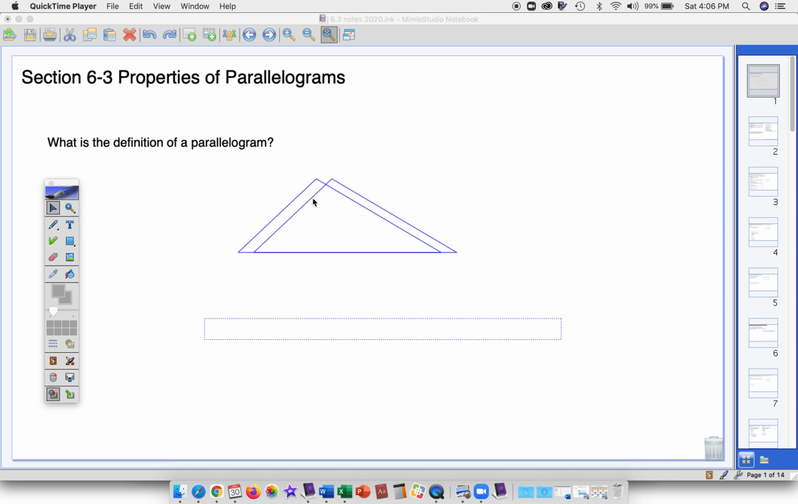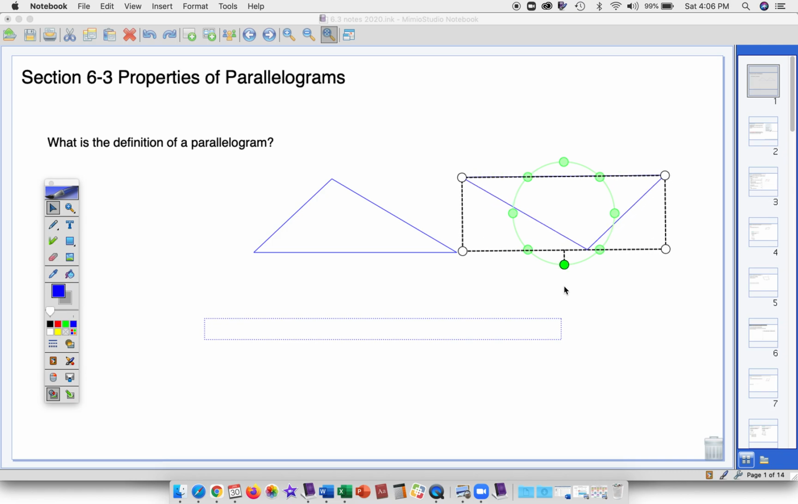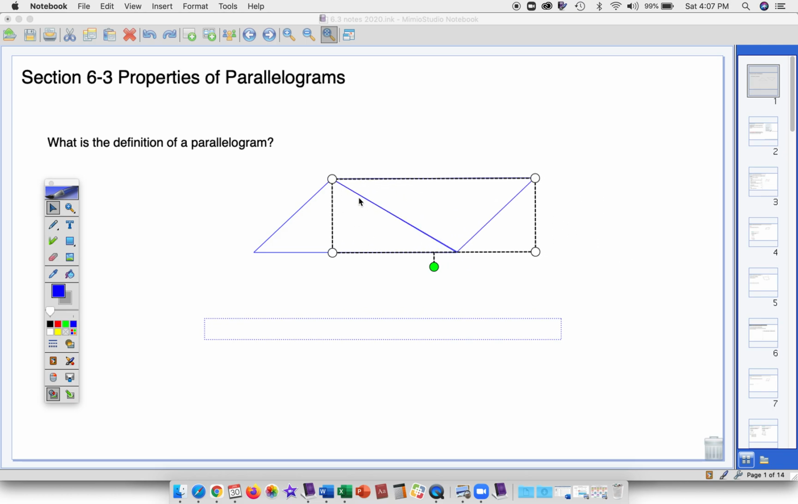So what I'm going to do is draw a parallelogram by taking a triangle. I've duplicated it, and I'm going to bring it over here and rotate it, and then slide it back over, to piece it together this way.